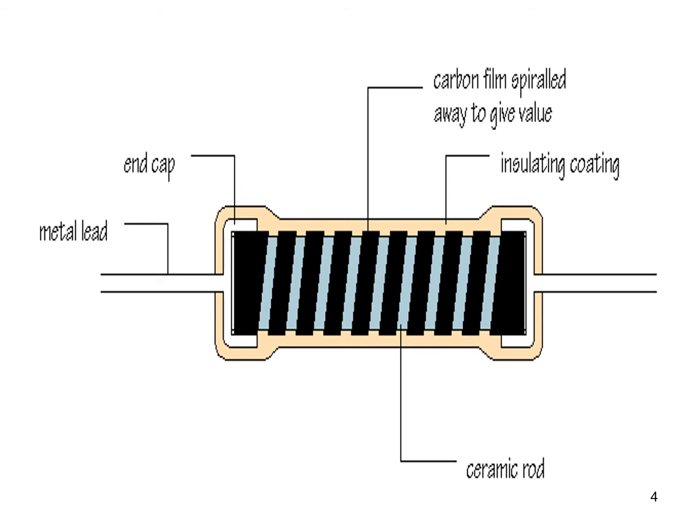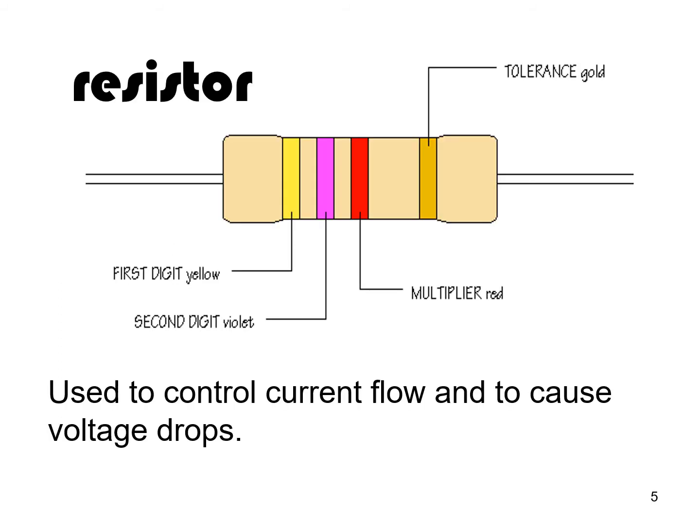But we've discussed in the past that resistance is a very bad thing. Unavoidable, but bad. Why would we want to purposely introduce it into a device? Remember, from Ohm's law, resistance can affect current flow and will cause voltage drops. So resistors are used to control current flow and to cause voltage drops.